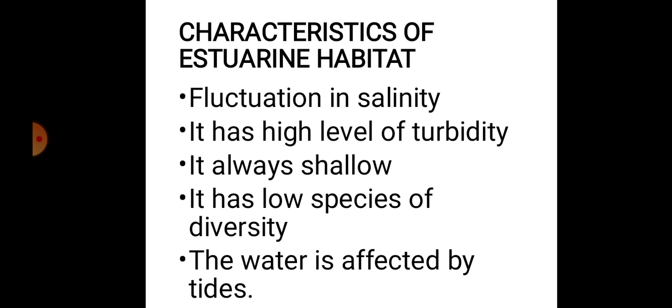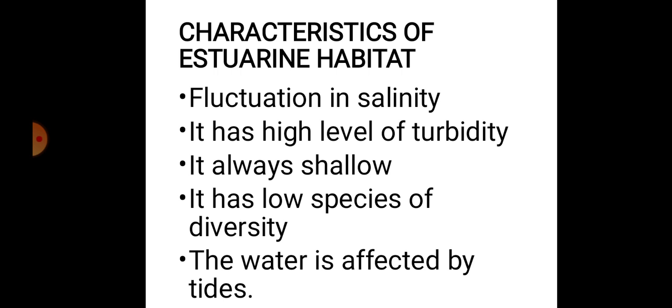The next one is it has low species diversity, meaning that the different species of animals are very few. Animals like lobsters, oysters, crabs, fishes, etc. are low compared to the marine habitat, where we have myriads of fishes, myriads of animals, myriads of aquatic lives. But in the case of estuarine, it is very low.